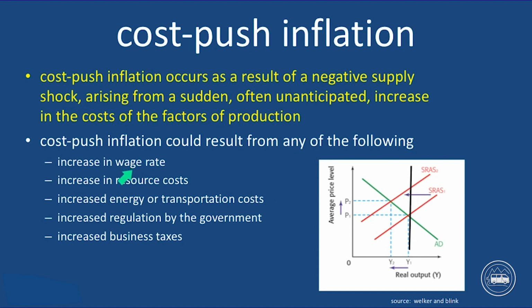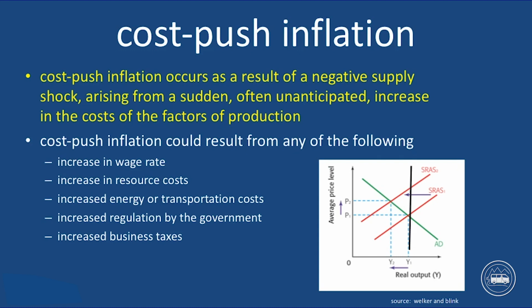Would it be as a result of a wage increase? Absolutely. Minimum wages would raise costs for all businesses. Could it be the result of an increase in resource costs? Yes, definitely. What about energy and transportation costs? Would that affect the whole economy? Yes. What about regulation by the government? Would that affect the whole economy? Yes. What about business taxes? Would that affect the whole economy? Yes. And as a result of that, the short-run aggregate supply curve for the entire economy is going to shift inward.